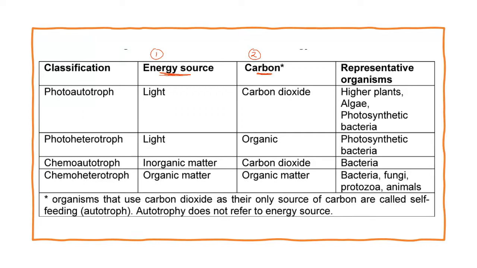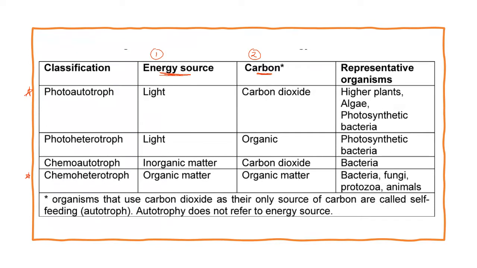Now, I don't want to make this chart extremely difficult to understand. We'll be focusing mostly on two types of organisms: the photoautotrophs and the chemoheterotrophs. Just know that there are also photoheterotrophs and chemoautotrophs, and these are mostly prokaryotes, sometimes bacteria, sometimes archaeans. But let's focus on photoautotrophs and chemoheterotrophs.